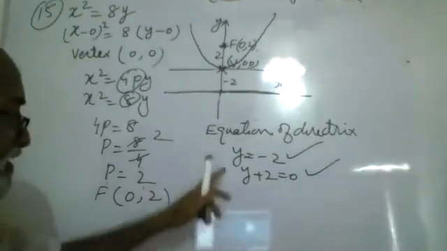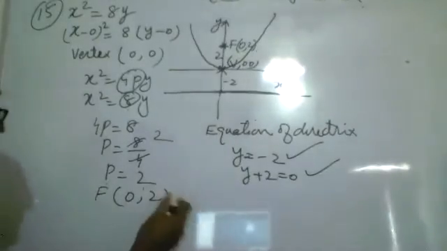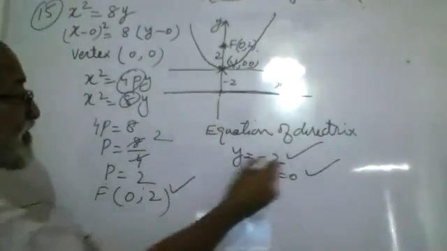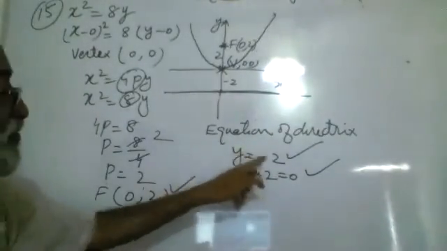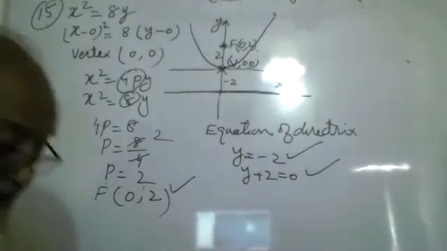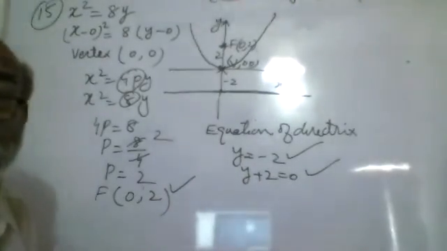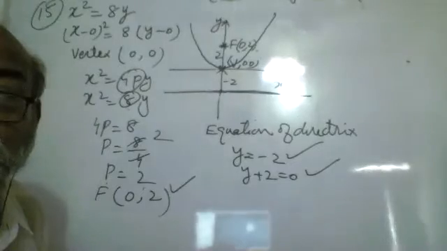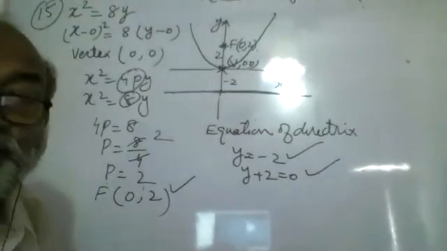So this is the focus. This is the equation of the directrix, y is equal to -2 and y plus 2 equal to 0. You can write either one of the two. Both are correct.